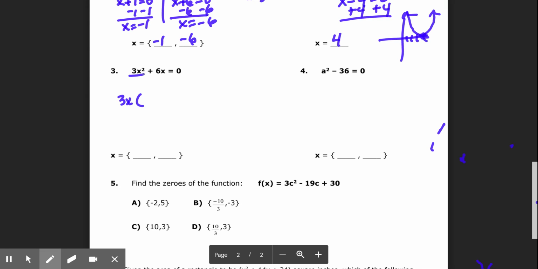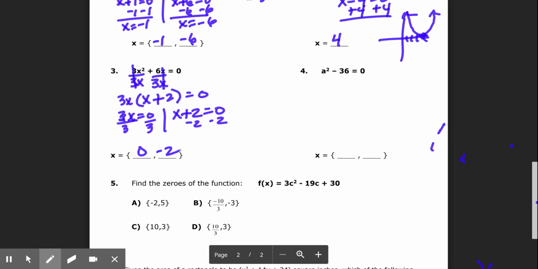Now, to figure out what you have left over, we're going to divide each term by 3x. So the 3's cancel out there, you get x plus. The x's cancel out there, you get a 2. You set each one equal to 0, so 3x equals 0, and x plus 2 equals 0. So this one you just divide by 3, so you get a 0. This one you're going to subtract 2, so you get a -2.